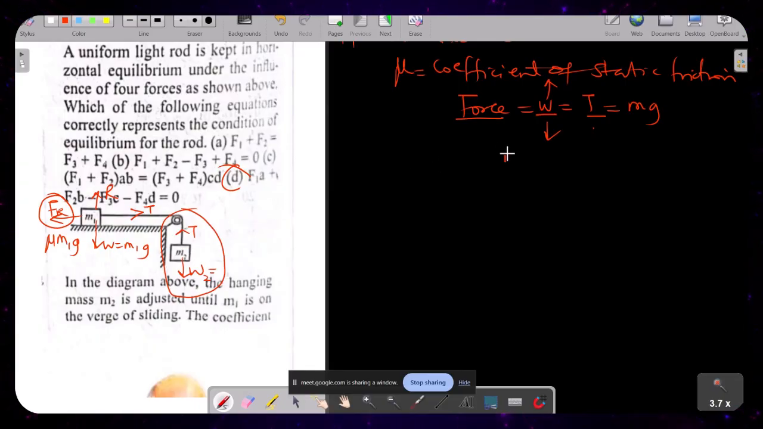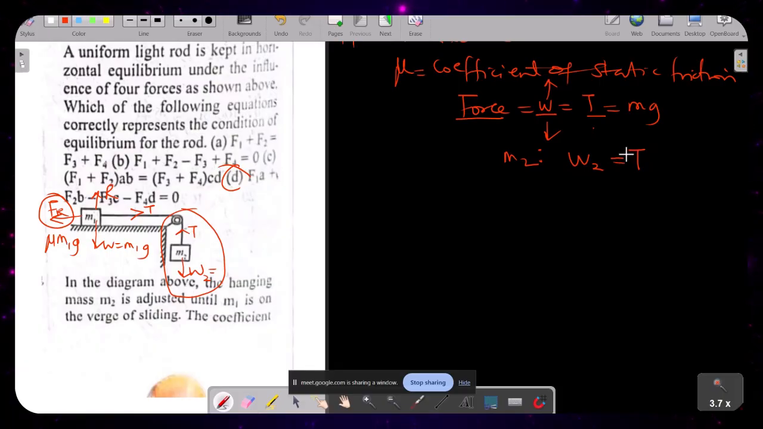So for our mass 2, what do we have now? We have the weight, our WT, acting downward, and our tension acting upward. But let's confirm if actually our weight is equal to T.